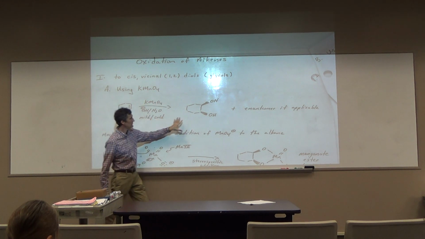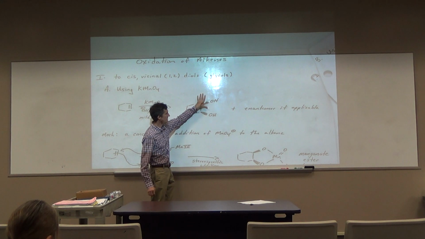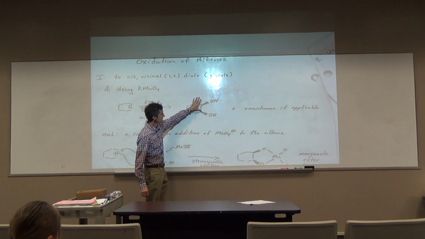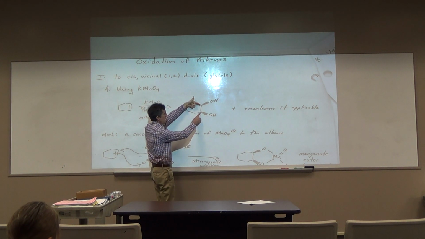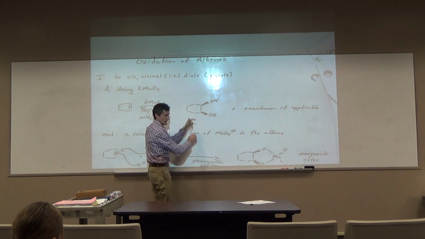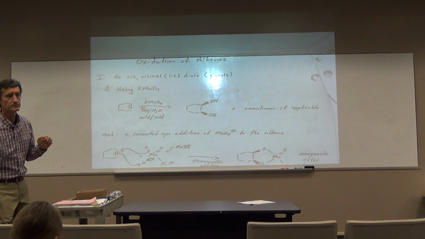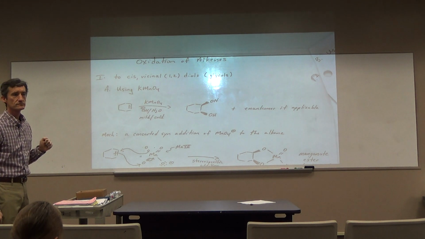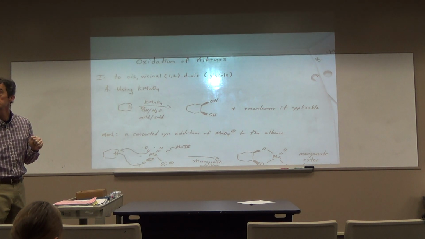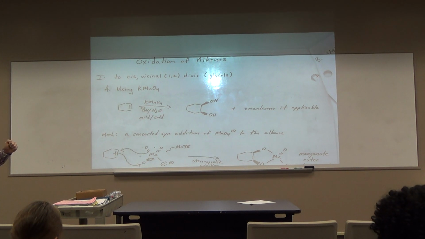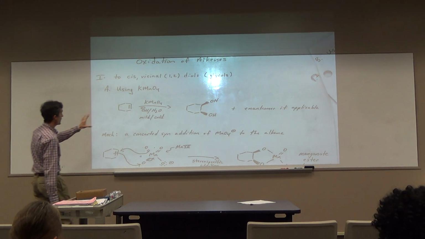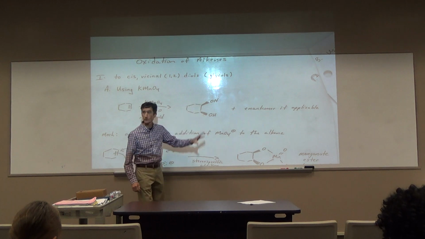KMnO4 with an alkene will convert the alkene to a cis diol. And so each carbon now is oxidized. How do you determine if a carbon is oxidized? There are 2 main ways in organic chemistry. Gain or loss of hydrogens. This has not gained or lost any hydrogens. Each carbon has one H, and each carbon now has one H.